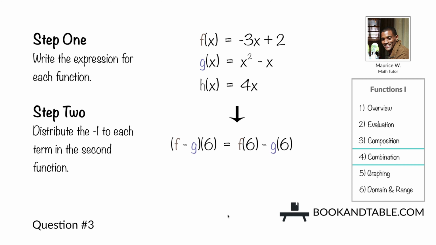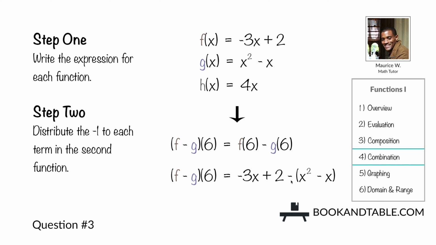Let's now have a look at question number 3. We were asked to find f minus g of 6. So that'll be equal to f of 6 minus g of 6. So step 1, write the expression for each function, f and g. That would be negative 3x plus 2 minus x squared minus x.